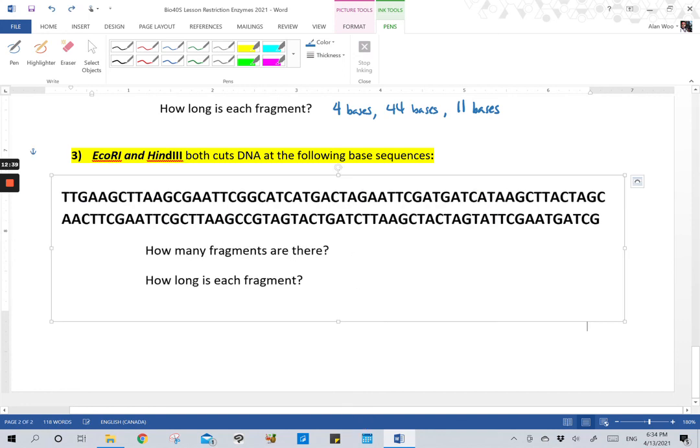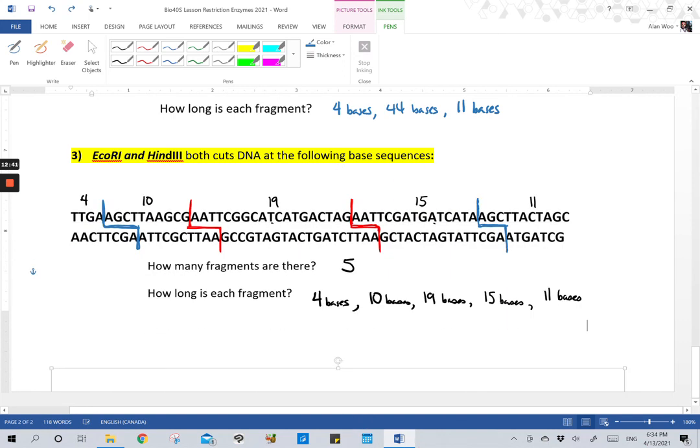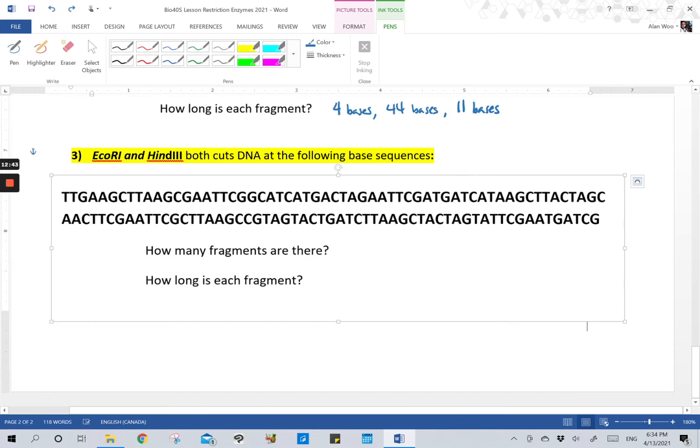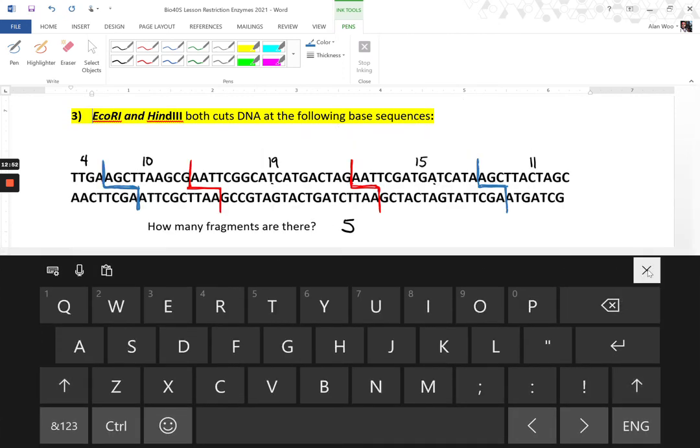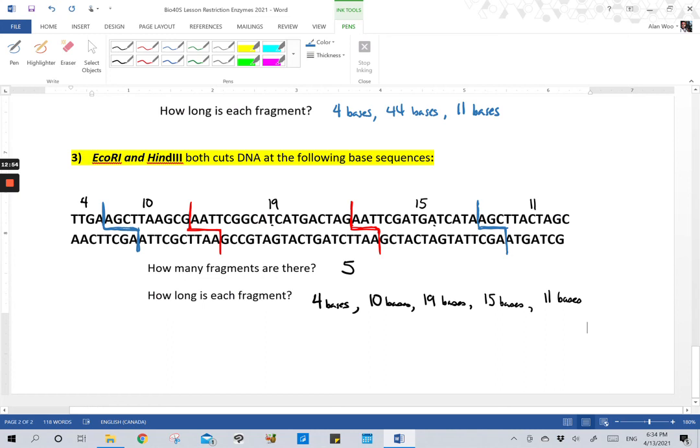Oops. Hold on, I can fix this. I just need to get rid of this text box. There we go. All right.